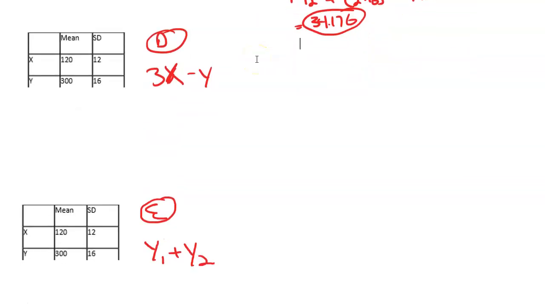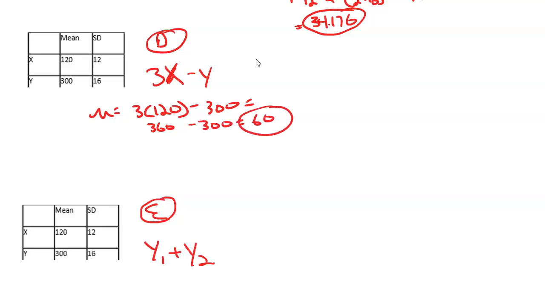All right, for D, I get 3x minus y. So my mean is just going to plug the numbers in. So it'd be 3 times 120 minus 300. And let's see, I get 3 times 120 is 360 minus 300, and that is 60. So my mean is just 60. Every time you just plug in your numbers and you'll get your answer.